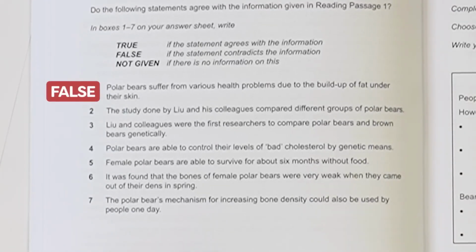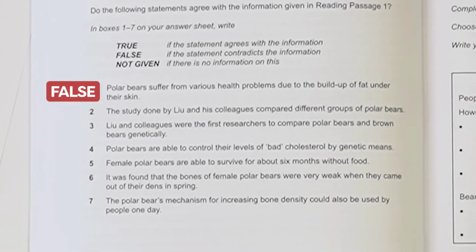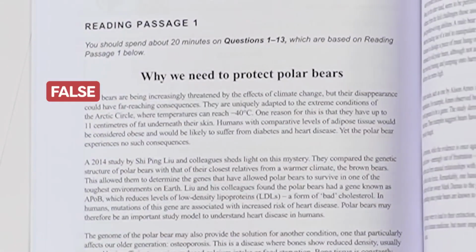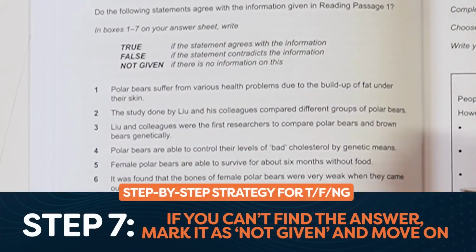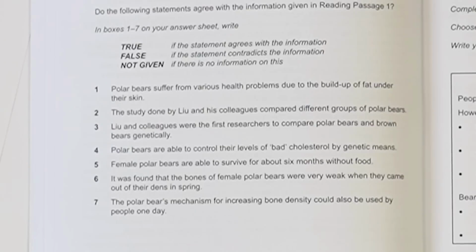But if we just weren't sure, if we were like, I don't know, are polar bears getting fat? Is this a problem? I'm not 100% sure. What you would do then is you would put NG and you would move on to the next question, and then you can come back to that. But it's pretty obvious now that it is false. And then what you would do is you would just follow that exact same system for each part of the true, false, not given question.